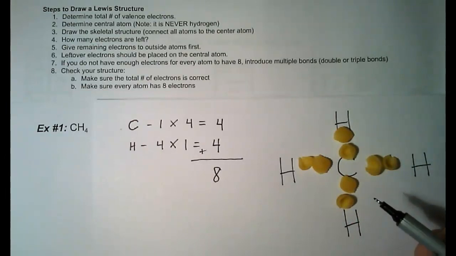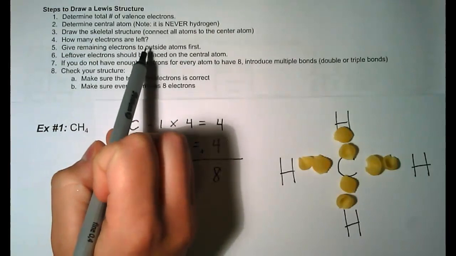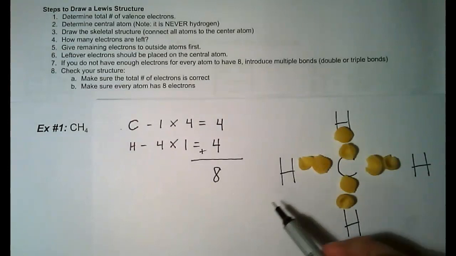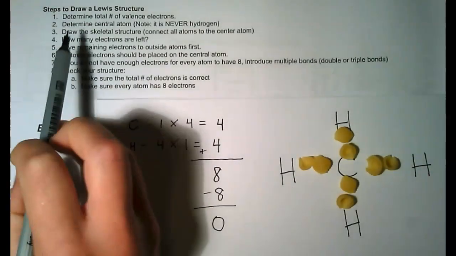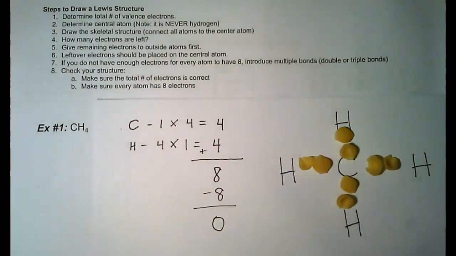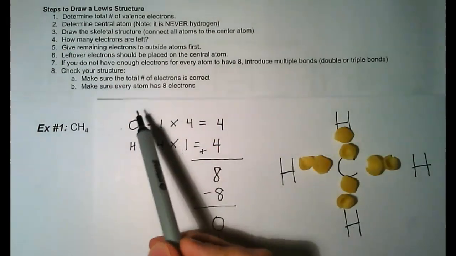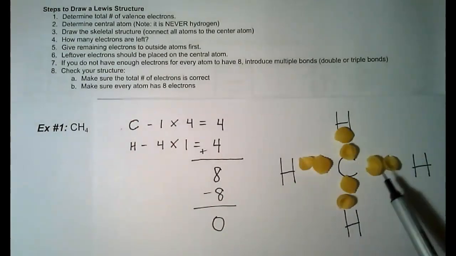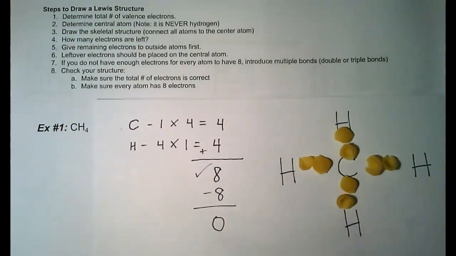So my next step, step number 4, is to determine how many electrons are left. And as you can see here, I used up all 8 electrons. So I've already used all 8. I have 0 left. Give the remaining electrons to the outside atoms first. Well, I don't have any electrons left to give. So I'm going to skip down and I'm going to check my structure. I'm going to make sure that the total number of electrons is correct. So I have 2, 4, 6, 8. And that is the number of electrons that I'm supposed to have, so that is correct.